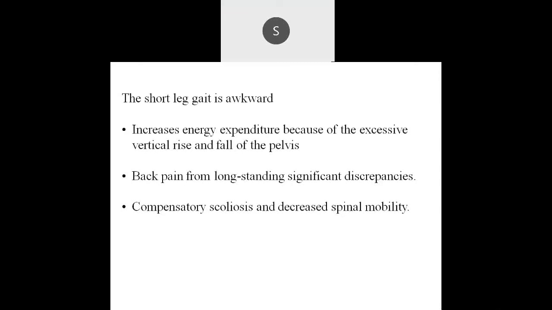So I told you that there is center of gravity movement while walking.